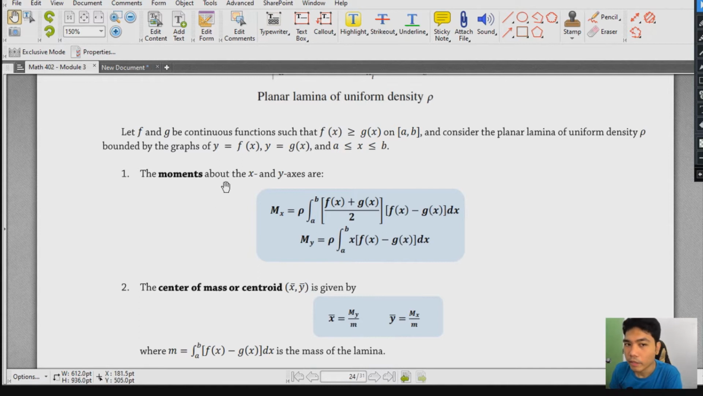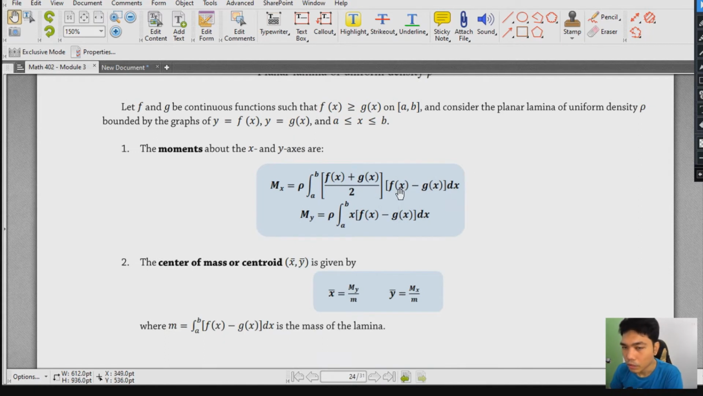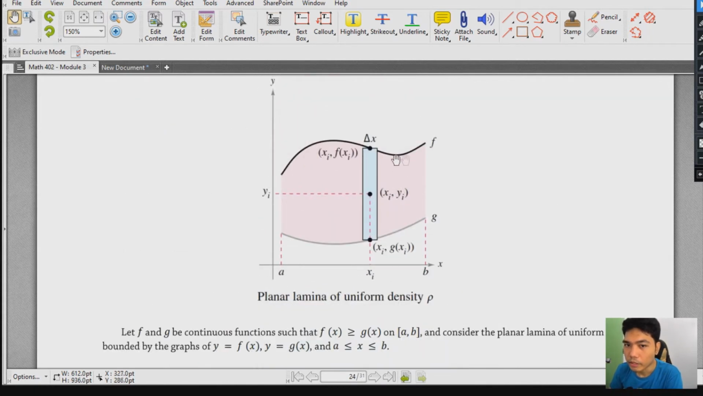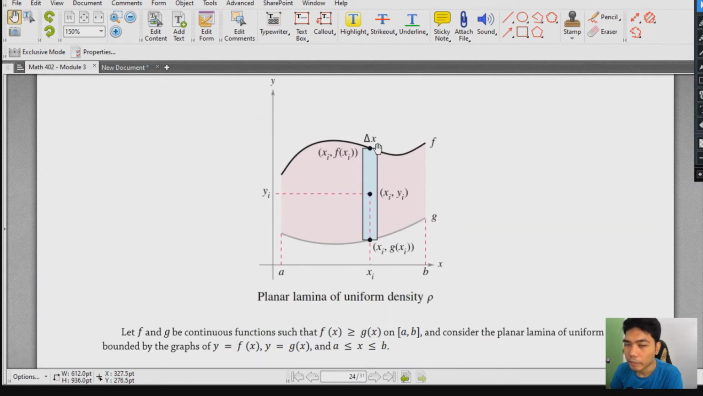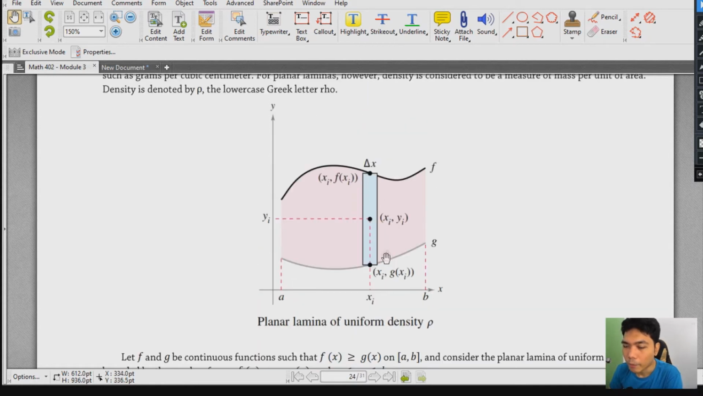So the moment is given by this equation. The moment, kasi diba, can be about the x and y axis. So kapag gusto mong hanapin yung moment mo sa x, that is the density multiplied by the integral from a to b of (f of x plus g of x) divided by 2, and then you multiply this by the difference between these two equations. Kasi, di ba, this is your first function and this is your second function. So technically, if you use dx, the representative rectangle would be the upper curve minus the lower curve.